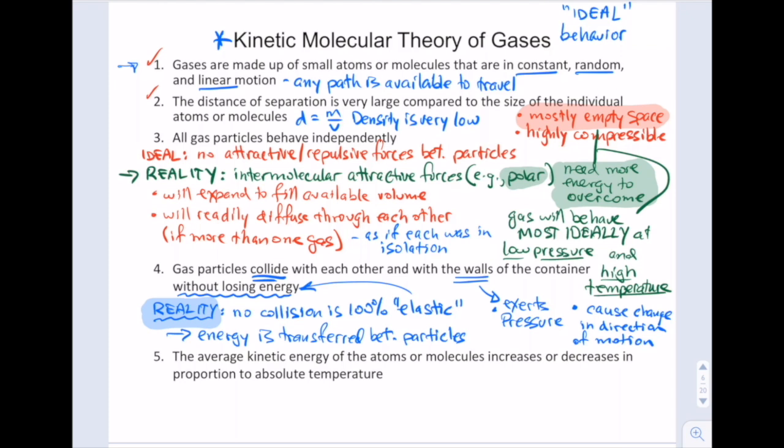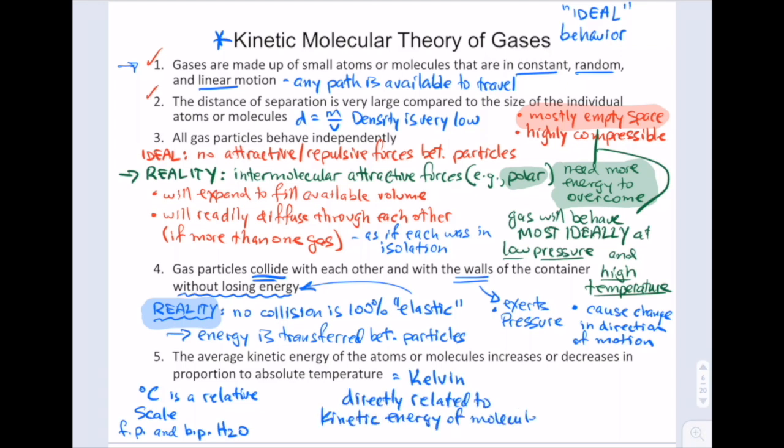The final assumption has to do with the temperature of the gas. Now we'll discuss this a little bit more in lecture. You're used to seeing temperature as either degrees Fahrenheit or degrees Celsius, and those are all relative scales. They're relative to some constant that is arbitrarily defined. In the case of degrees Celsius, it's defined as the freezing point and the boiling point of water, whereas the Kelvin scale, which is what we're going to use, is directly related to the kinetic energy of the molecules. Or you can think of this as particle speed.